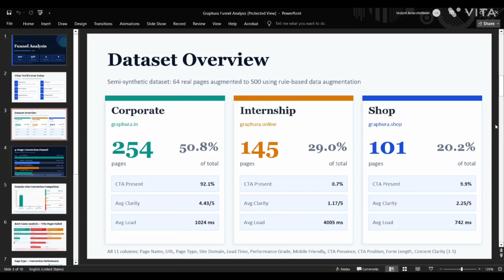The corporate site has a CTA rate of 92% and a content clarity score of 4.43 out of 5. The internship site has a CTA rate of only 0.7%, a clarity score of 1.7, and an average load time of 4 seconds. So this gap explains everything. We will see everything in the analysis ahead.